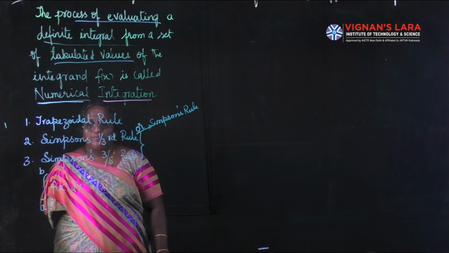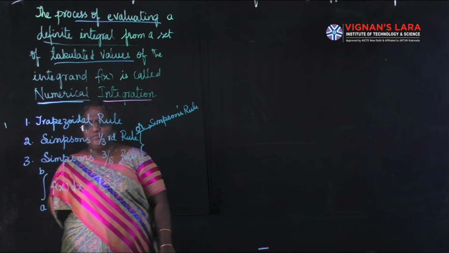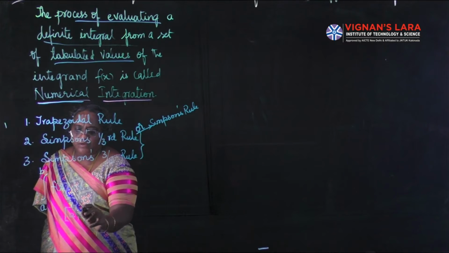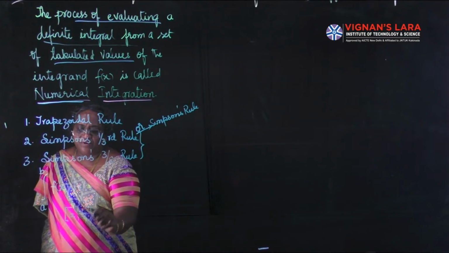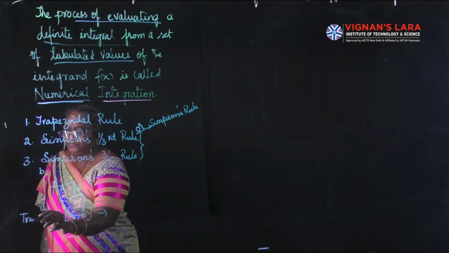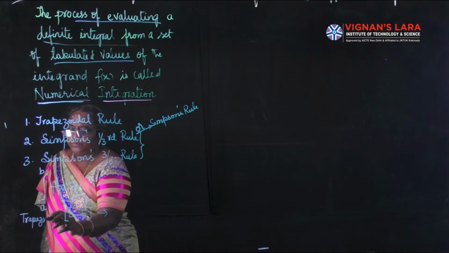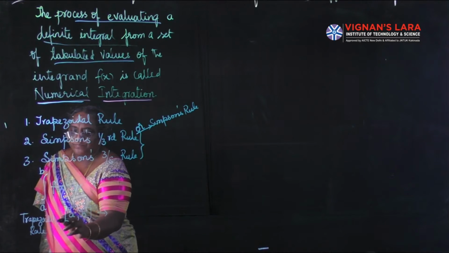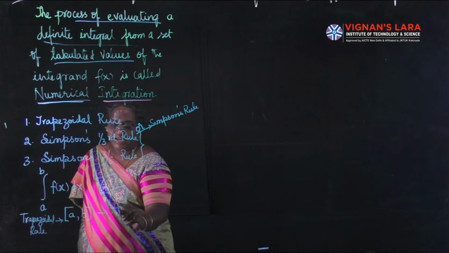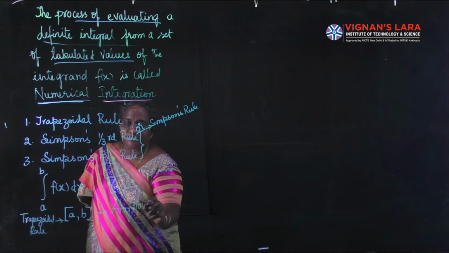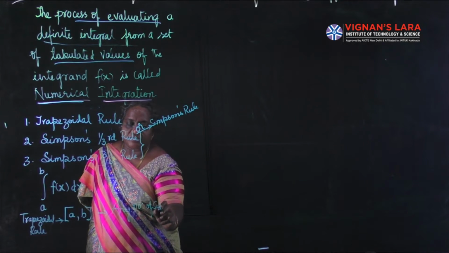Now for the trapezoidal rule, we have to divide the interval AB into any number of intervals. For the trapezoidal rule, the interval AB can be divided into any number of subintervals.